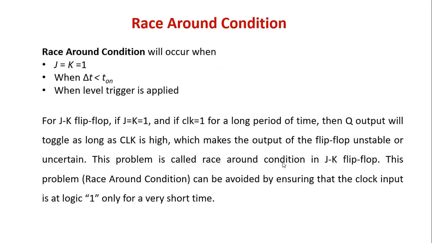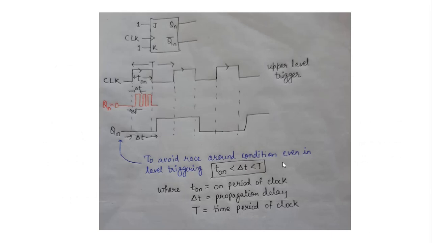Now coming to the race around condition. The race around condition occurs under these conditions: when, in the JK flip flop, both J and K are equal to logic high. Another condition is that the delay of the flip flop is less than the on period of the clock. And the other condition is when level triggering is applied.